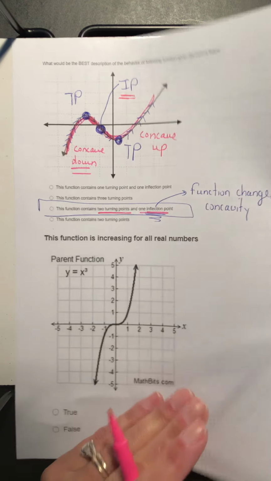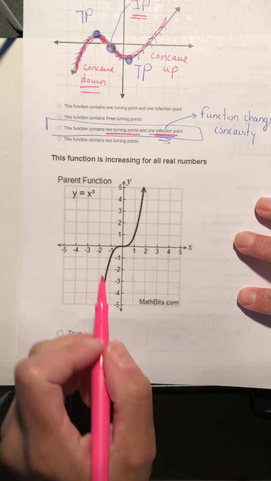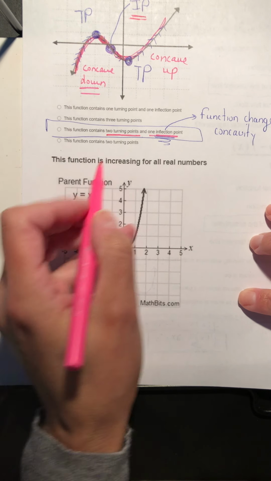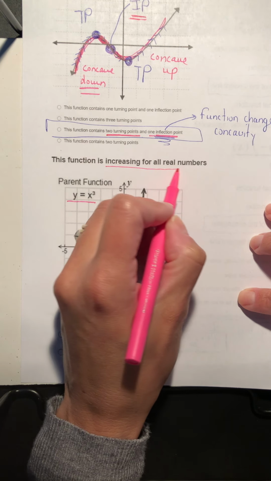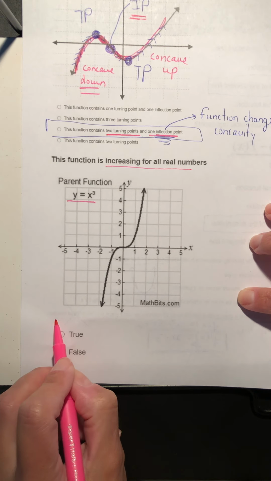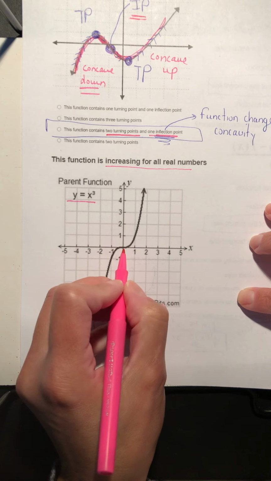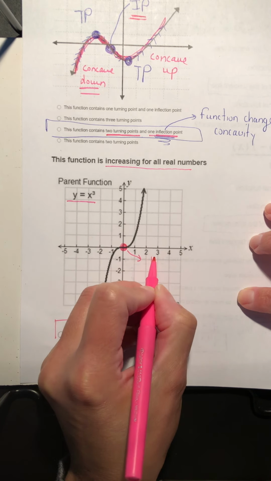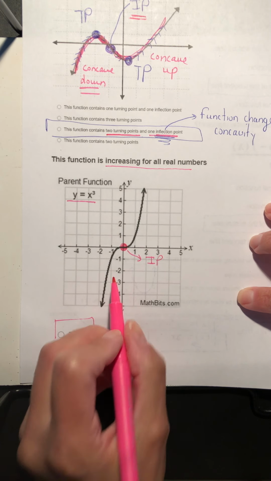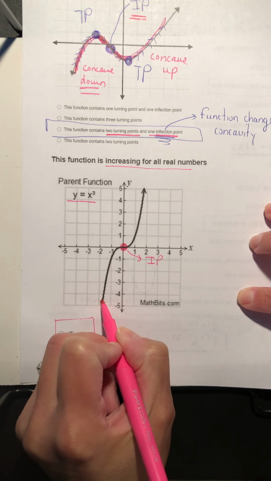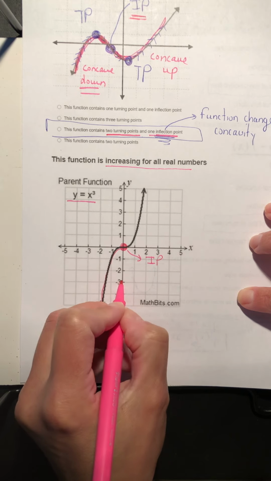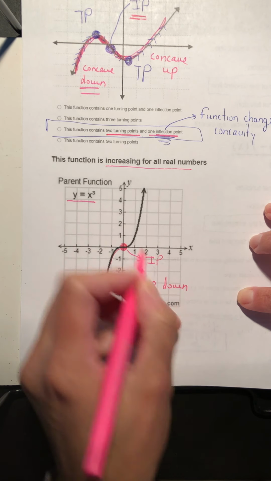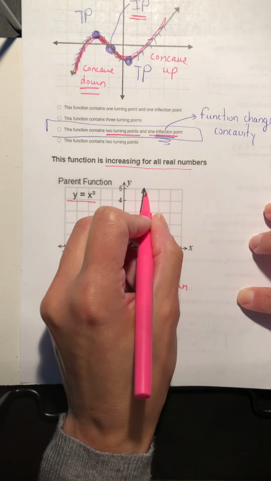Okay, and our final question is the y equals x cubed parent function. And this says this function is increasing for all real numbers. That is a true statement, and let me explain why. Okay, so here at the origin happens to be my inflection point. Why is it an inflection point? Because the function is going from concave down, right? And then all of a sudden it changes to concave up.